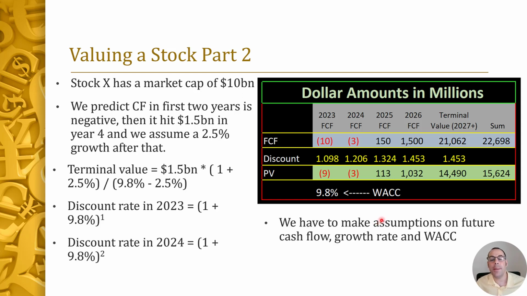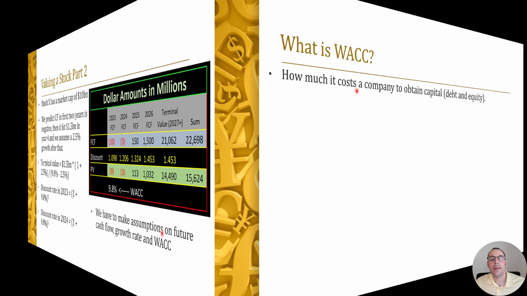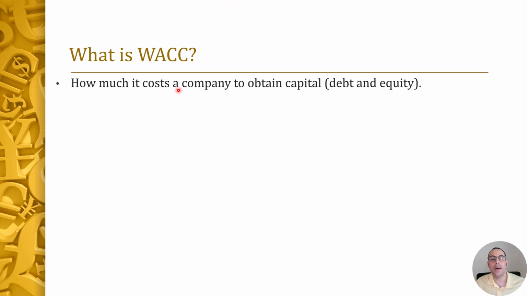But you see, we have to make a lot of assumptions. We have to assume the future free cash flows, and sometimes a company will provide this to you, but that doesn't mean it's going to be accurate. We also have to assume a growth rate, and a really difficult number to figure out is the WACC. The WACC is how much it costs a company to obtain debt and equity financing.